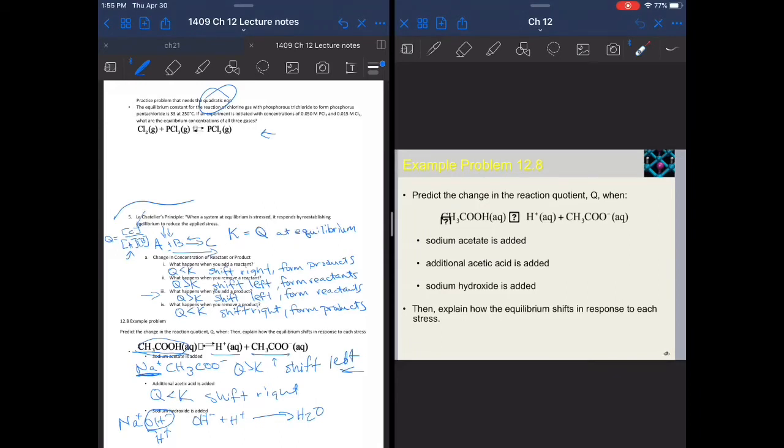That's essentially like you are removing product, which is going to cause Q to be less than K and will cause a shift to the right. So by adding a little bit of base, you can shift the equilibrium right, make more products, and increase your yield. So understanding Le Chatelier's principle can be really useful if you've got a reaction where equilibrium stops where you're not making as much product as you'd like.